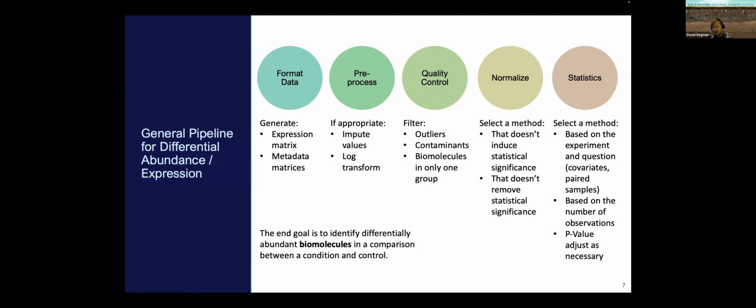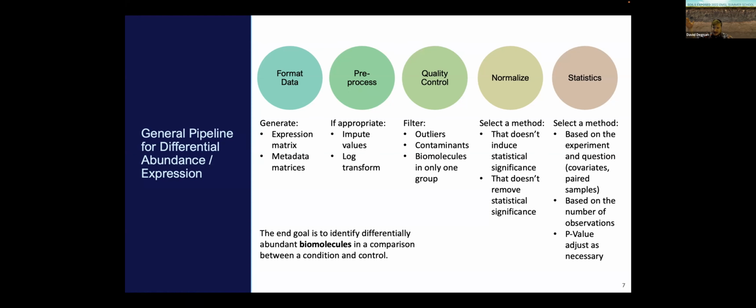So after you've got the data normalized, then you can move on to the statistics step, where based on your experiment question and your covariates, your groups that you've decided you're going to compare, you select your statistical method based on the number of overall observations. And then especially in proteomics and very much in transcriptomics, when you have a lot of things that end up significant, you're going to want to do some sort of p-value adjustment, because some of those will be significant by chance. They're actually not significant.